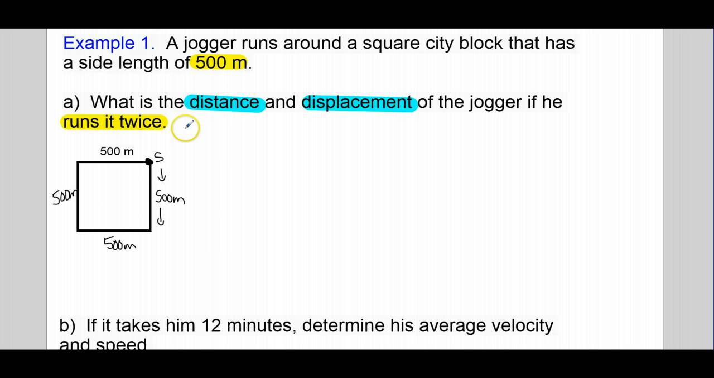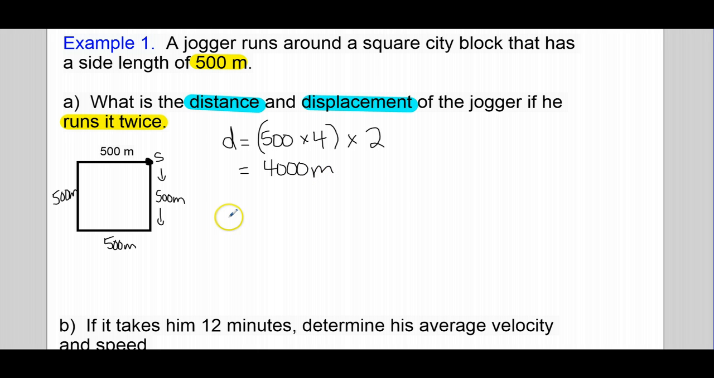So 2 times. So if we look at distance, lowercase d, 500 times the 4 sides is once around the city block, and it's going twice, so we're multiplying it by 2. Remember, definition of distance is total length of the path traveled. So what we end up with is a total of 4,000 meters for distance, and we're done. Don't forget to include your units.